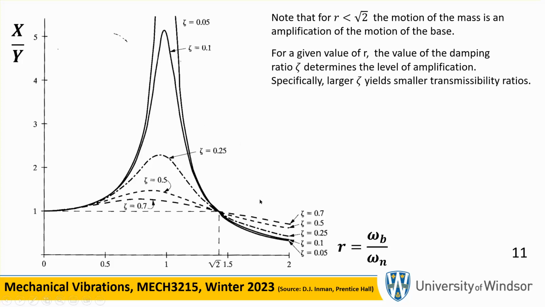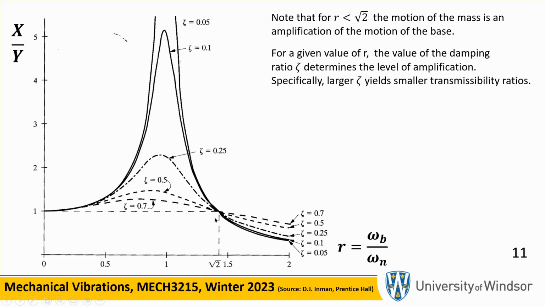Now, when you give me a given ratio of r, the value of the damping tells you how much bigger. The higher the damping, the lower that ratio. You can see that when the damping is light, that block will go nuts and X will be very large. But as the damping gets bigger and bigger, that ratio becomes smaller, still amplified, but that ratio X over Y becomes smaller than in a lighter damping case.